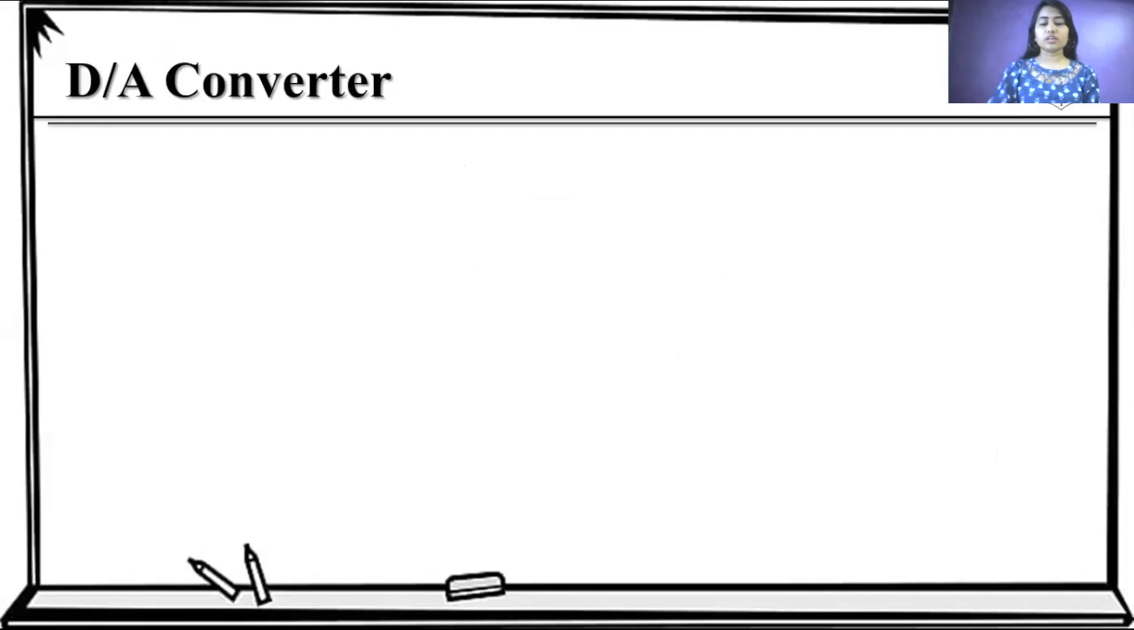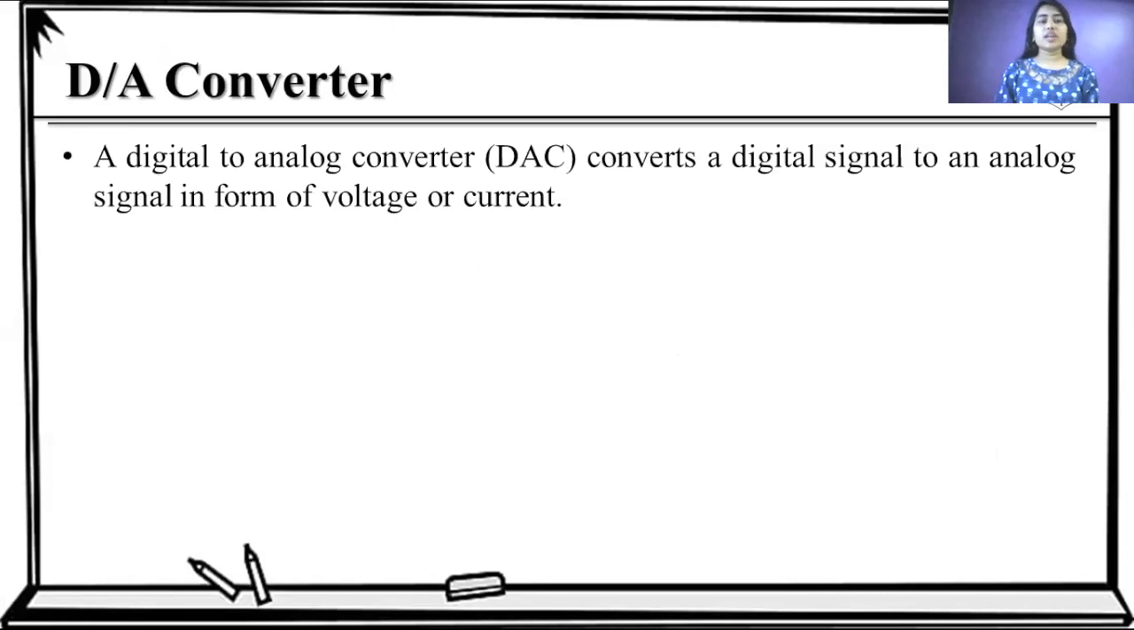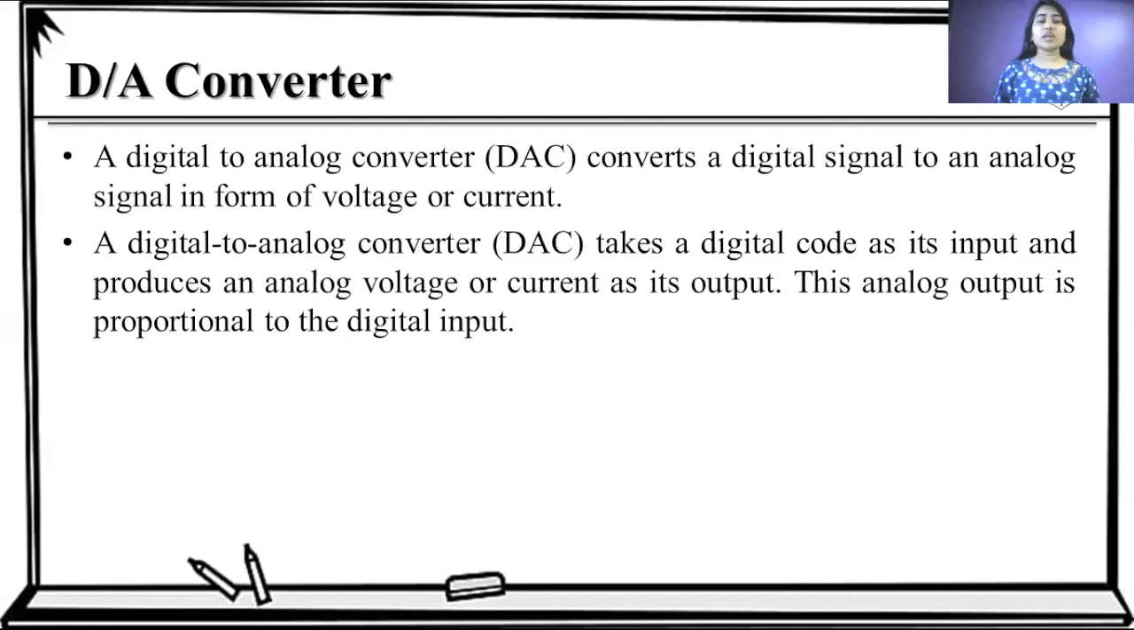D to A converter. A digital to analog converter, or DAC, converts a digital signal to an analog signal in the form of voltage or current. Basically, a digital to analog converter converts a digital signal into an analog signal. It takes a digital code as input and produces an analog voltage or current as its output. This analog output is proportional to the digital input.